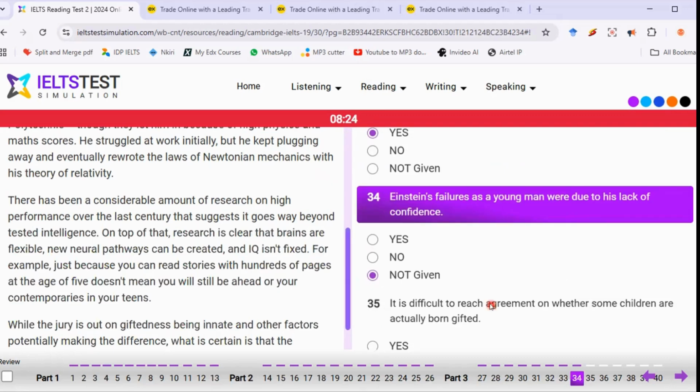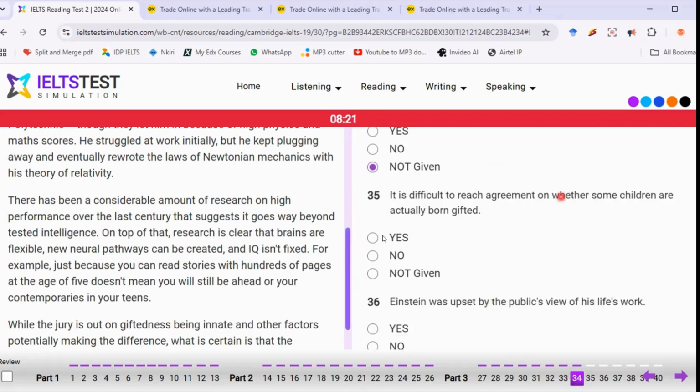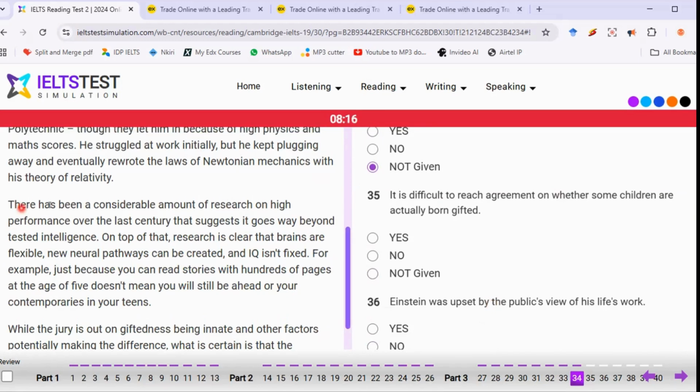Number 35, it is difficult to reach agreement on whether some children are actually born gifted. Let's see. There is a considerable amount of research on high performance over this last century that suggests it goes way beyond tested intelligence. On top of that, research is clear that brains are flexible. New neural pathways can be created and IQ isn't fixed. For example, just because you can read stories with hundreds of pages at the age of 5 doesn't mean you'll still be ahead of your contemporaries in your teens.